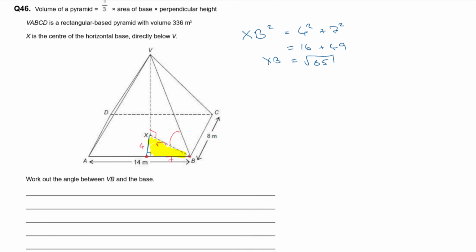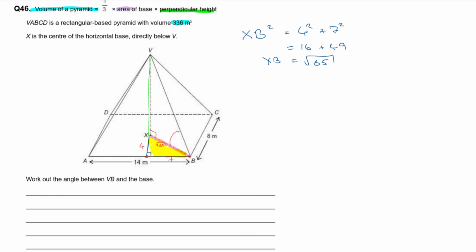Just add that into my diagram. That is root 65. Okay, so I know one thing in the triangle BXV now, but I need to know another thing. So let's find another thing, and then we can use trigonometry in that triangle to find the angle. Okay, so let's find XV. Now I can do that because XV is the perpendicular height, and I know the volume. The volume of the pyramid was given there, and I can work out the area of the base with not too much problem, can't I?